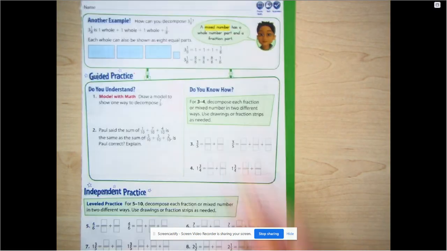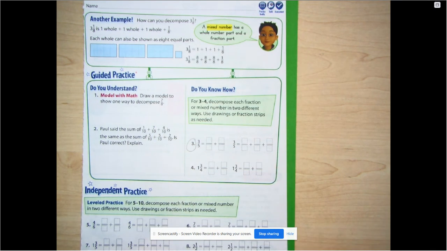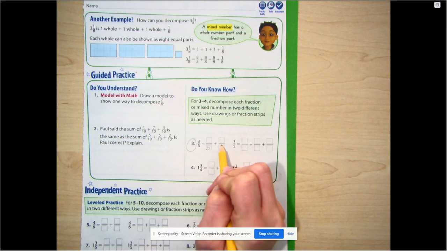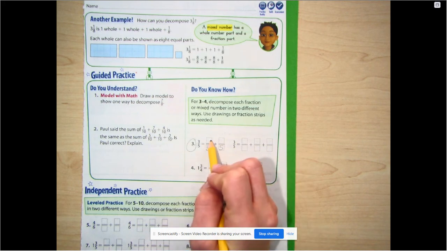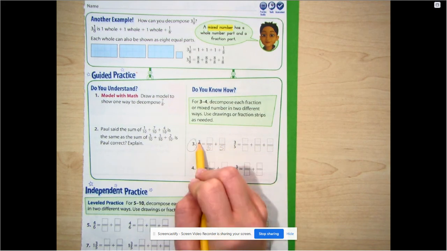And we're going to take a look at question 3. The first thing we're going to do is break down 3/5. Let me remind you that the denominator always stays the same. So I'm going to automatically fill in my denominator, fifths. And then I have to fill in my numerators so that they equal 3.